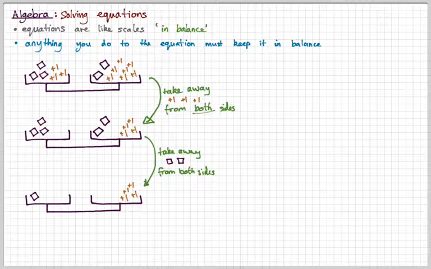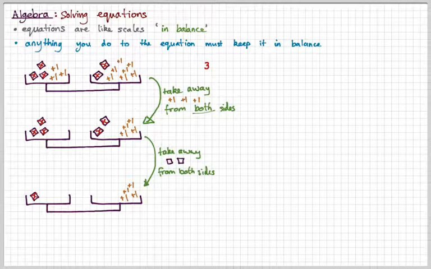Okay, so now we have the scales are still in balance, and what you can see is that our box is the same as 4 ones. It's the same as 4 plus 1s. Our box is the same as 4 plus 1s because that's what the scales says. Okay? So what we're going to do is we could call this box an X rather than a box.